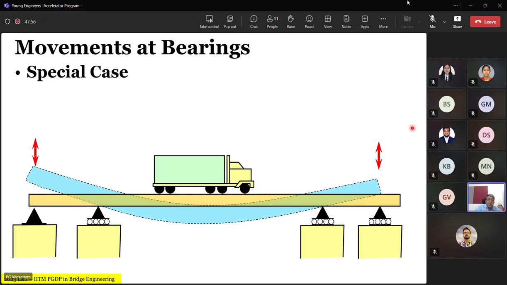Okay. Now, if you have to understand the movement at bearings, you have to understand a few special cases. One such special case is when we have two bearings which are very close to each other, and we have a long span in between. This kind of articulation is a very bad choice. It's an extremely bad choice because under the movement of this vehicle, there is an uplift that is going to come at the bearing.